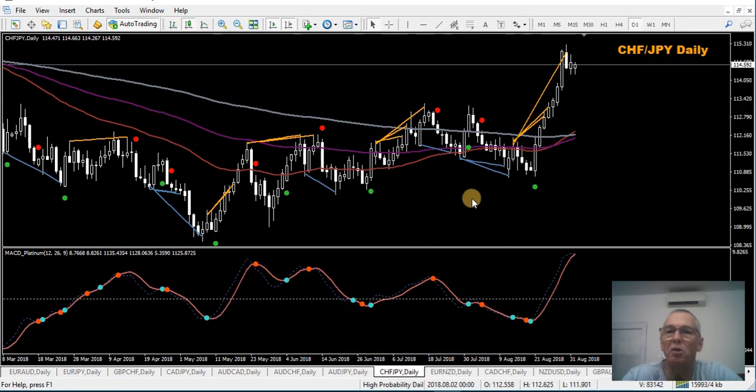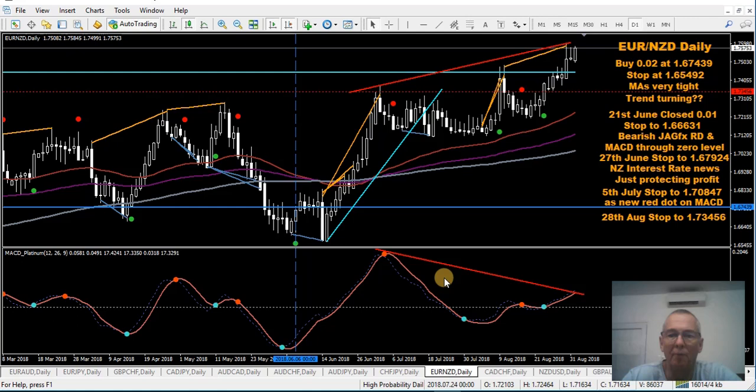Swiss franc, Japanese yen. This is another one that's gone up a long way quickly. Probably a little bit overextended to the upside. Looks like the MACD is starting to roll over now, and you can see price stalling a bit the last few days. You can see the JAGfx RD bearish. MAs look like they want to turn up. They're all very tight. So possibly looking for a sell trade.